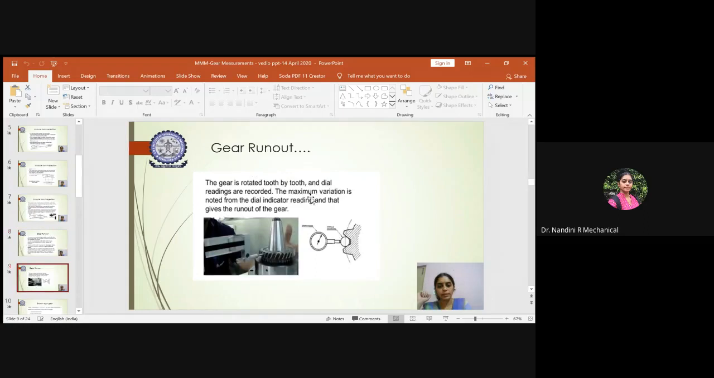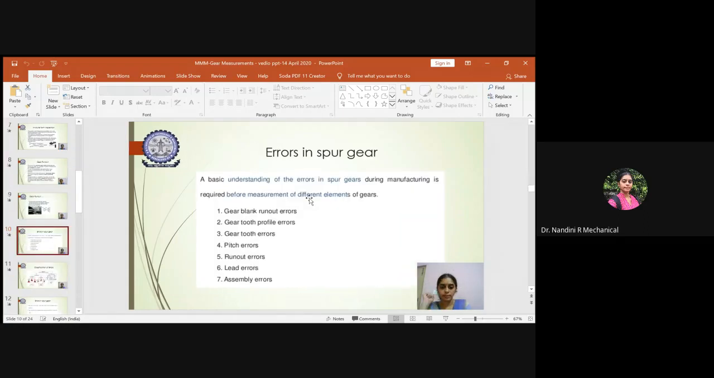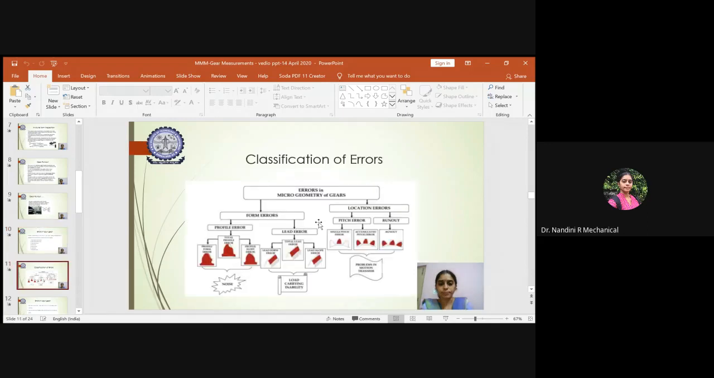So we dealt about it and how to evaluate the errors in spur gears. Many types of errors will come up. It could be gear blank runout, gear tooth profile errors, gear tooth errors, pitch errors, runout errors, lead errors, and assembly errors. So how you will overcome the errors associated in the gear.